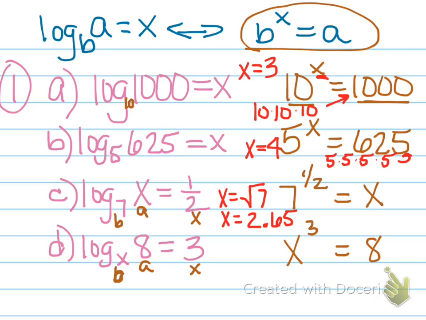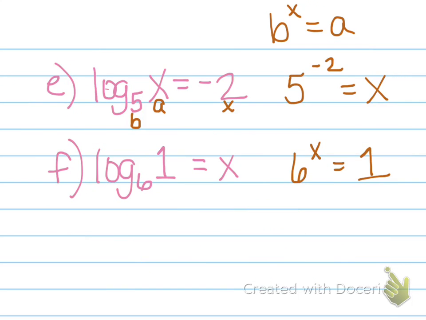For D, some number to the 3rd power is 8. So what times what times what is 8? And that answer is 2. So in this case, x equals 2. Okay, so that's A, B, C, and D for number 2, going back and solving for x.